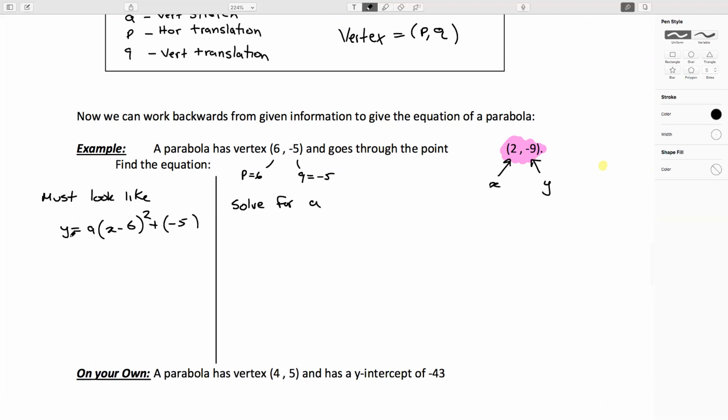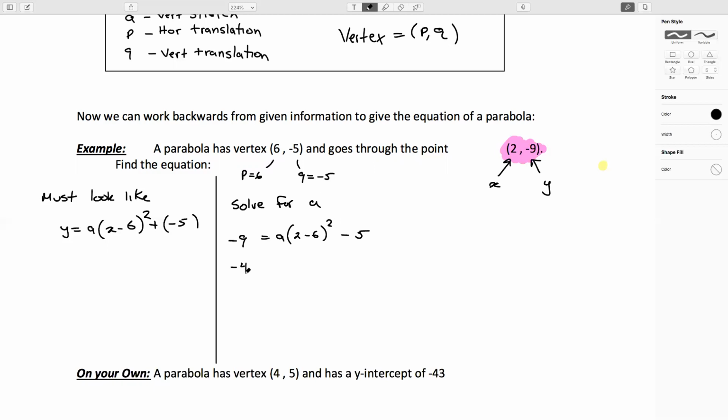I'm taking this equation, but instead of y, I'm going to write negative 9. And instead of x, I'm going to write 2. So it's negative 9 equals a times (2 minus 6) squared minus 5. I can now simplify this by moving everything around. So I'm going to add 5 to both sides.